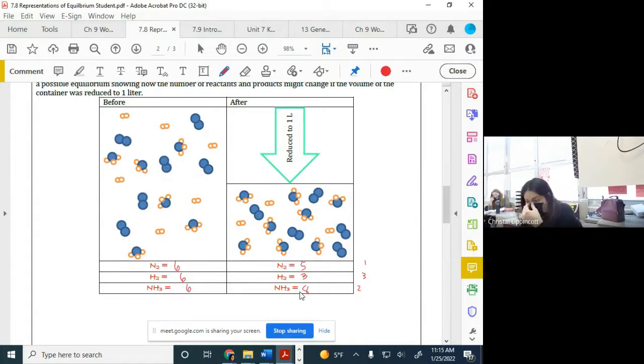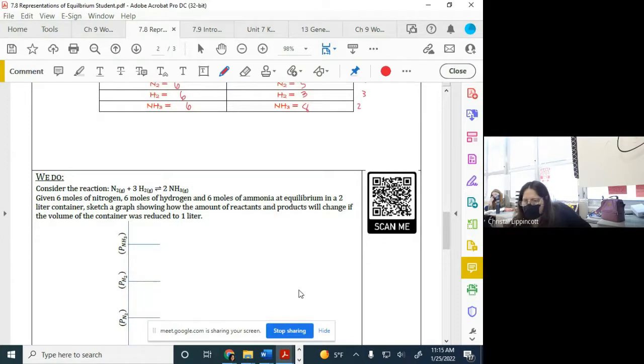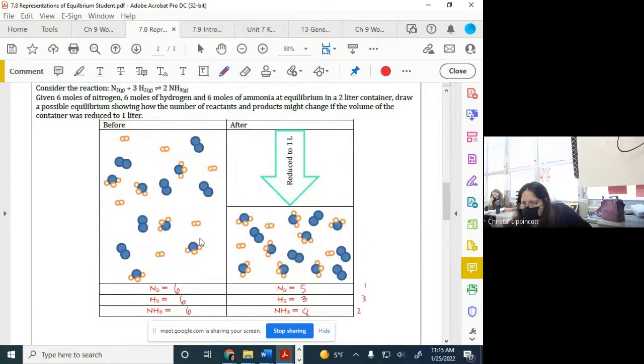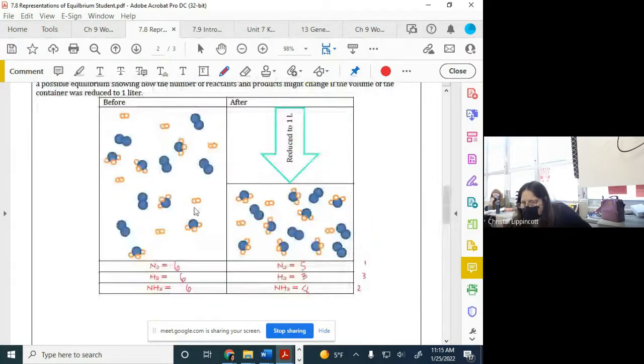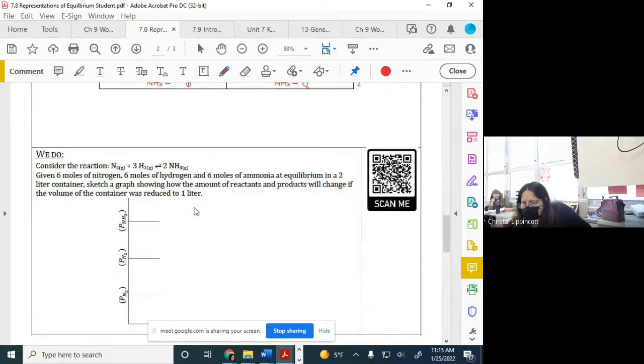All right, so then let's look at this next guy down here, now that we can make a little more sense of this. So this is in a 2-liter container. So, yep, the 2-liter was up here. And then they reduced it to 1. So they are just doing the same problem, but now they're having you graph it, okay?